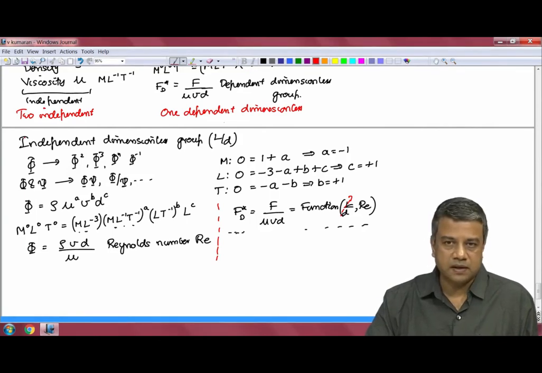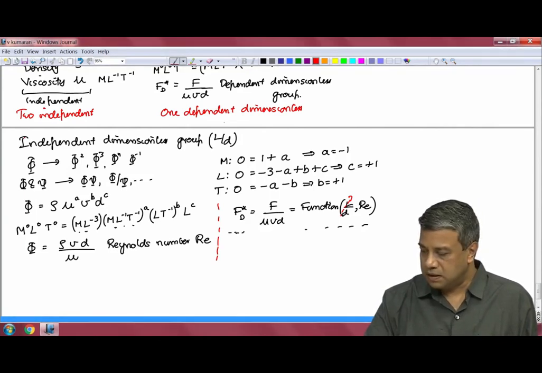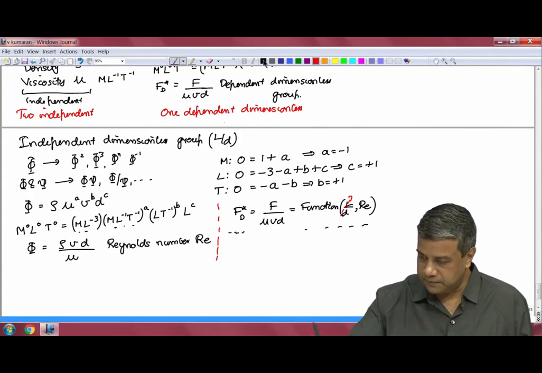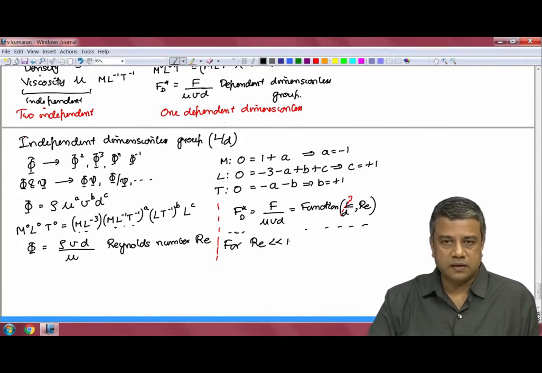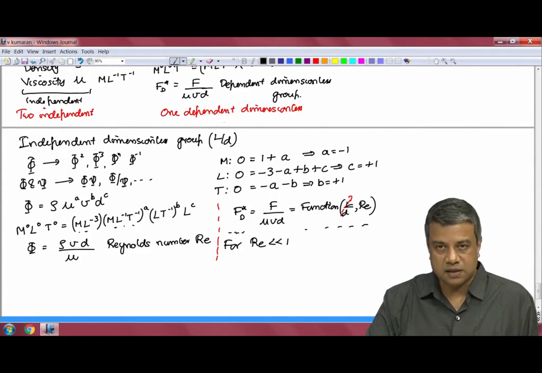The other thing that you can infer is that the Reynolds number is the ratio of inertia and viscosity. If the Reynolds number is small compared to 1, that means that inertial effects are negligible compared to viscous effects. In that case, the drag force cannot depend upon the density. If inertial effects are small, the drag force cannot depend on the density.